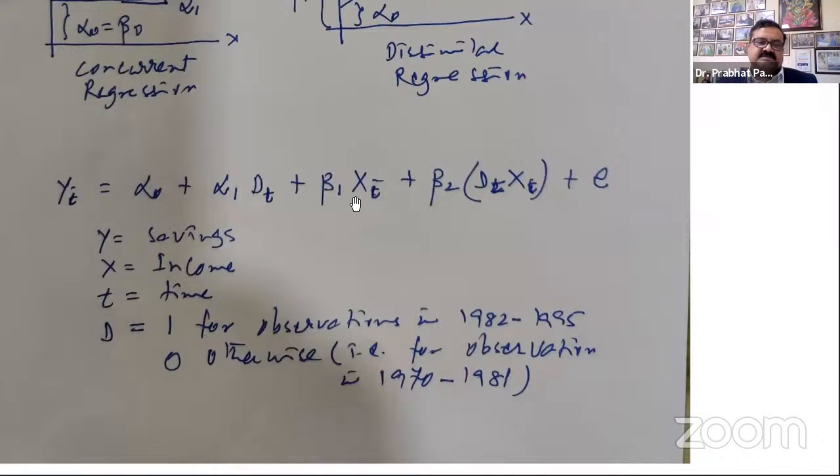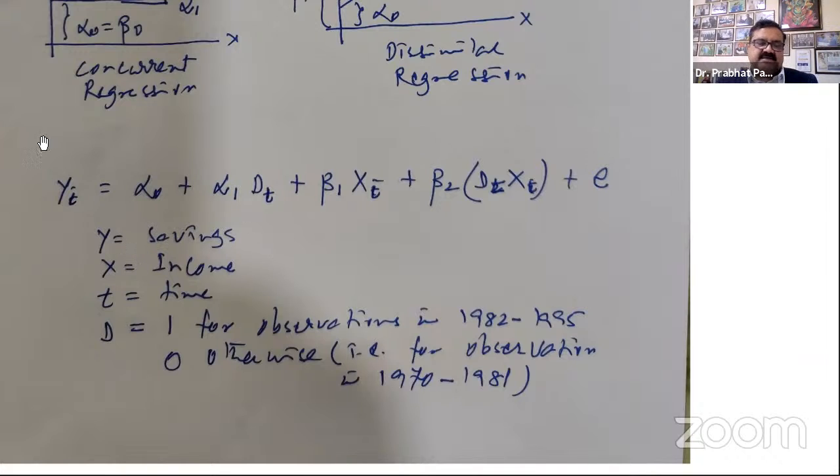Because it's a reference period, we have beta 1 xt, and beta 2 dt xt, where there is an interaction dummy. We call dx the interactive dummy. This means the multiplication of the dummy and the variable, and then we create a variable out of it. So this is beta and then e.